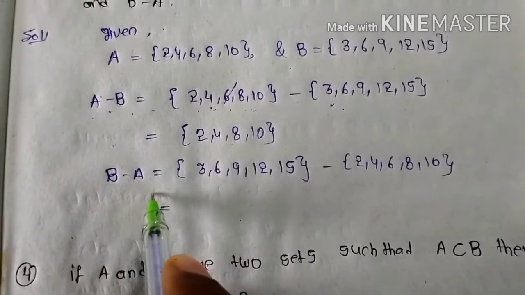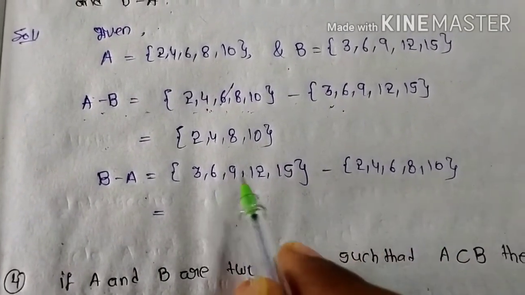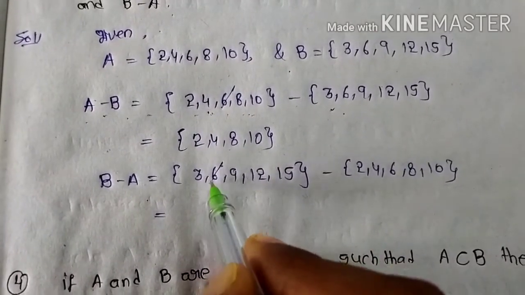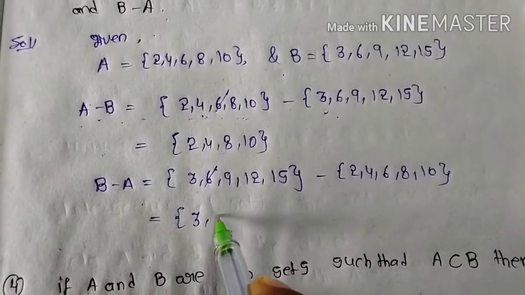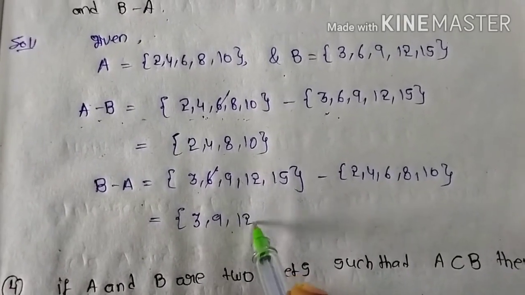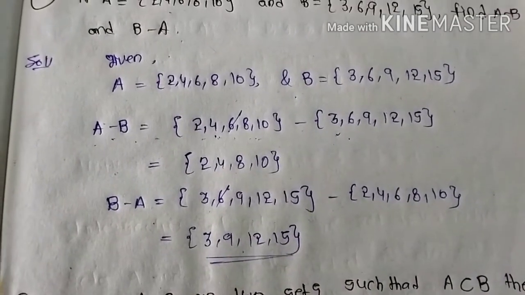Now you can see B minus A. For B minus A, see which are the common elements in both sets. Only 6, yes or no? That means you can cancel it. You can write the remaining elements of set B. That means here 3, 9, 12, 15. This is the easiest one. This is your solution.